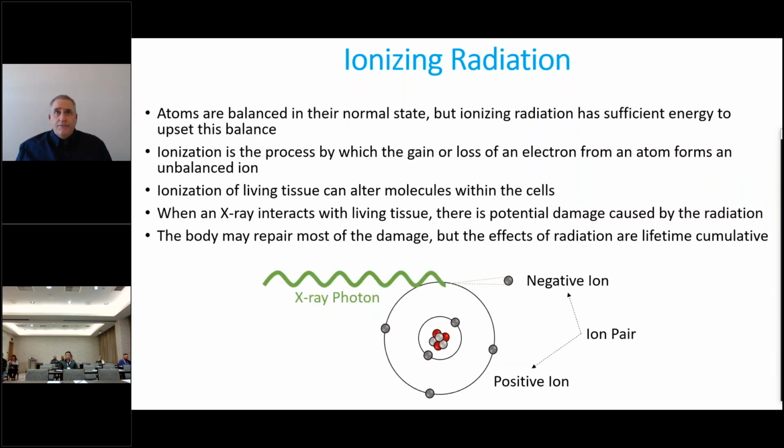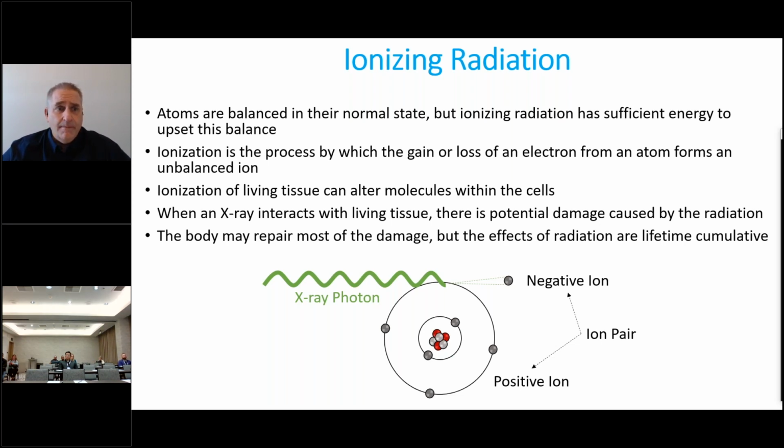So ionizing radiation, the term ionizing gets thrown around. A lot of people really don't understand what it means. For all of those people that didn't love chemistry, basically, when we ionize something, what we're doing is we're making an unbalanced electrical valence structure to an atom or a molecule.